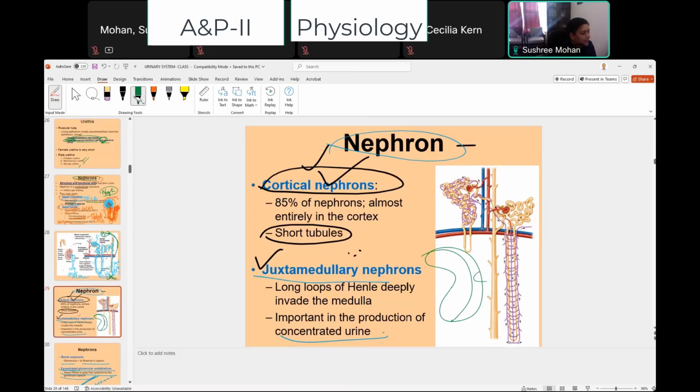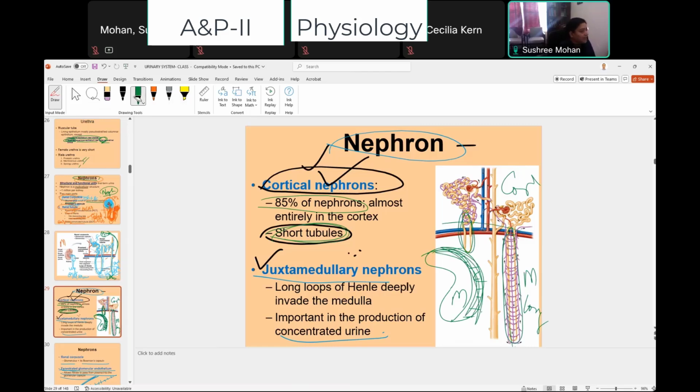Cortex and medulla. The nephrons that are present in the cortex are 85% in number, and they have short nephron tubules. As you can see, this is the cortex part, this is the medulla part. In the cortex, these are short nephron tubules, but in the medulla, the tubules are quite long. That's the difference.